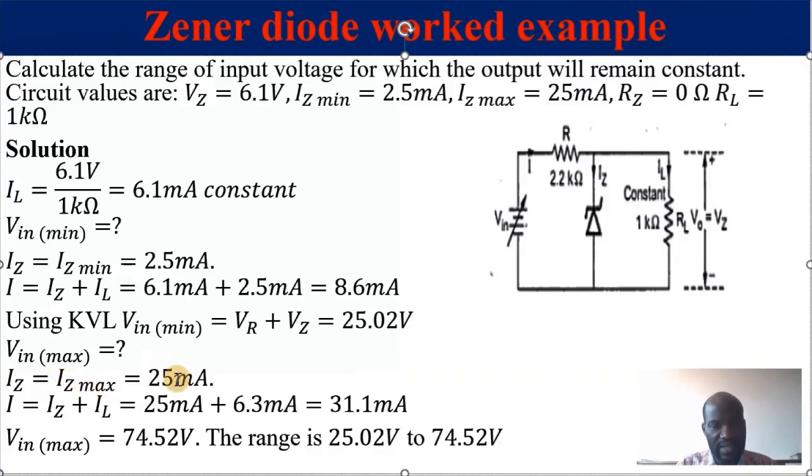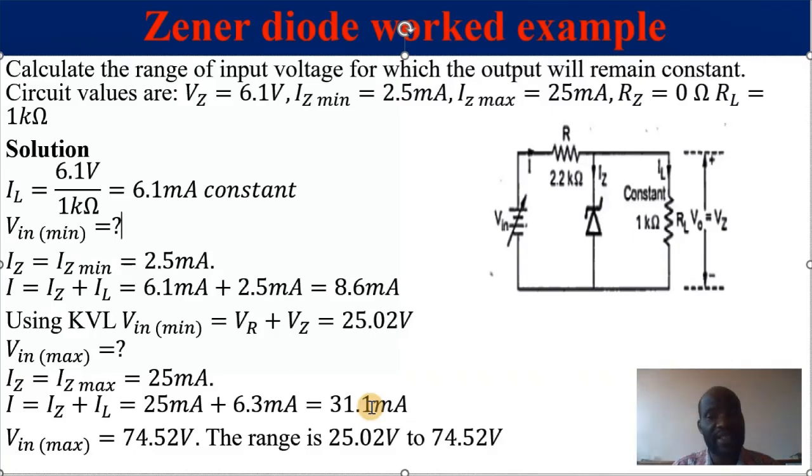So we are given this is there. So we are going to say 25 milliamps, which is this, plus the constant load current, which is 6.3. We are going to find this. So we are now going to calculate the voltage drop across this, and we add it to this because this plus this gives us this. So if we multiply this by this maximum current, we are going to find a certain voltage.